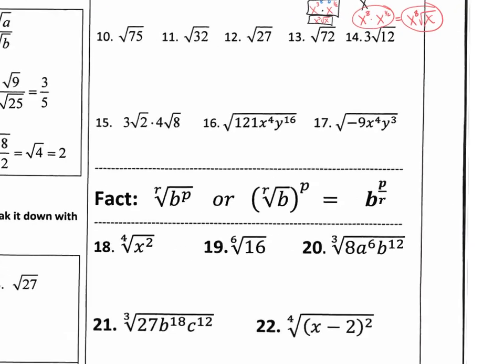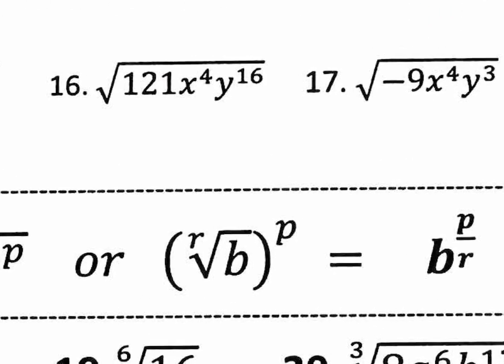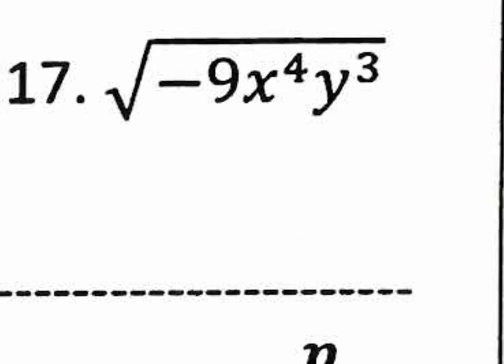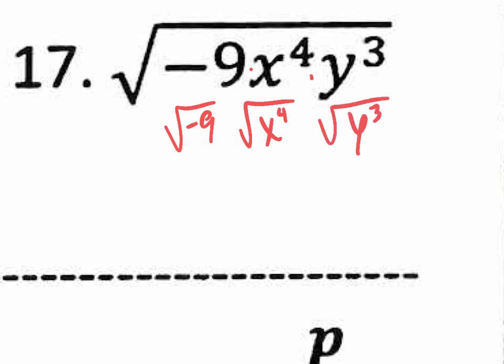Let's jump to something more fun, like, I don't know, 16 or 17? 17, okay. So on any radical, it doesn't matter if it's a square root, cube root, fourth root, whenever you have pure multiplication on the inside, like we do here, you could split the radical to each of those items. So you have the square root of -9, you have the square root of x to the 4th, you have the square root of y to the 3rd. What's the square root of -9? 3i, right? 3i. Hope we remember that.